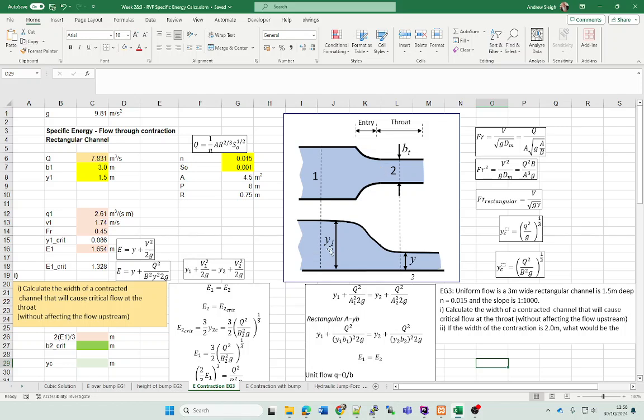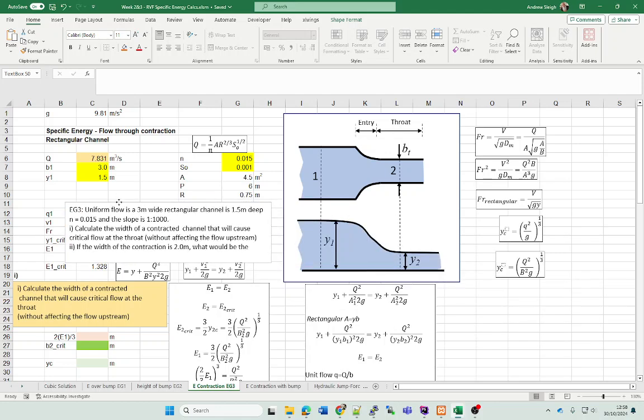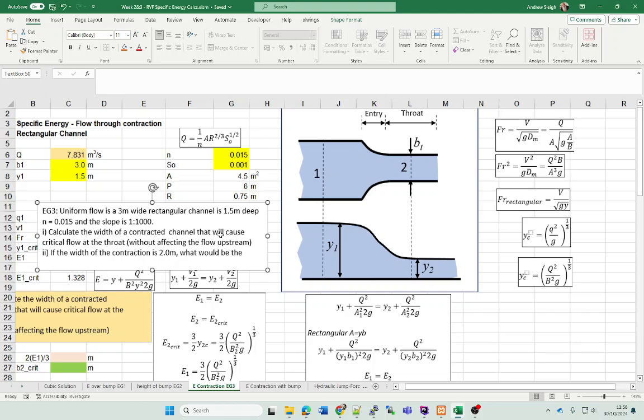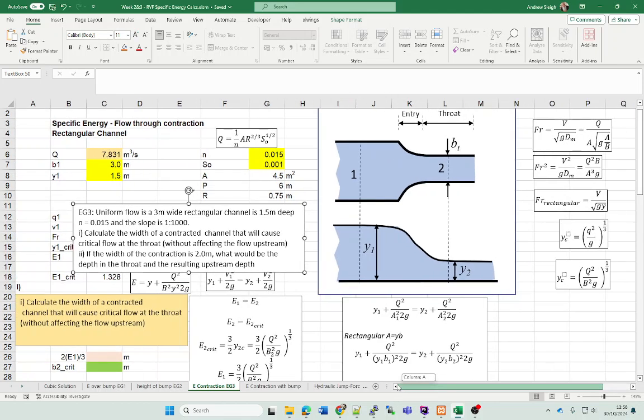So the depth is either going to drop from Y1 to Y2, or it's going to increase, depending on whether we've got sub or supercritical flow going in. The question is down here on the right, I'm going to move it up to more top here and zoom in a little bit.